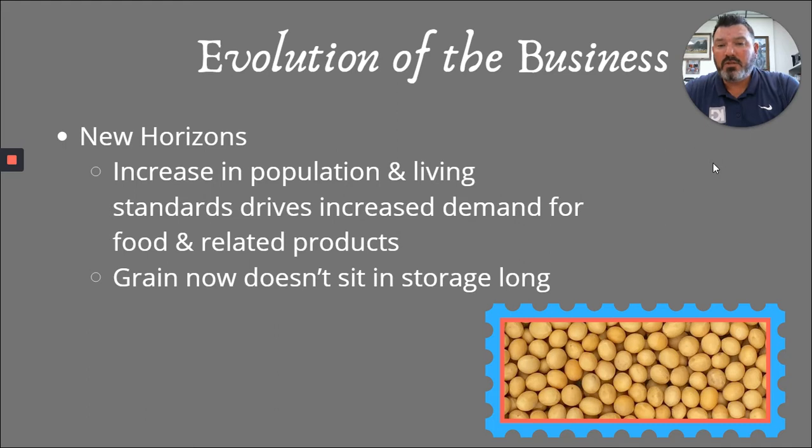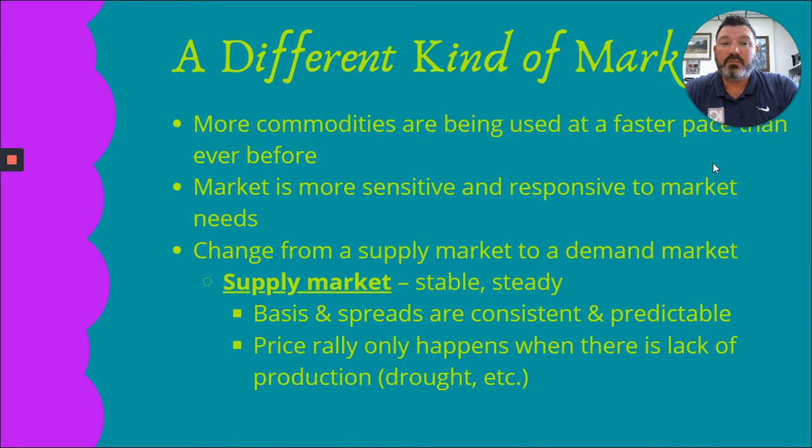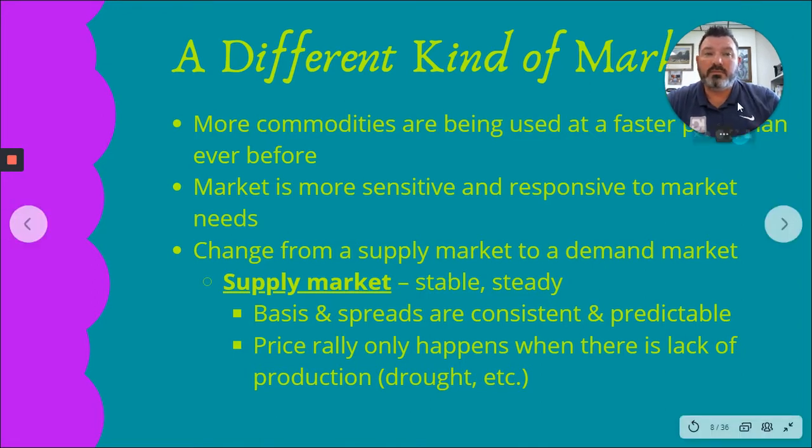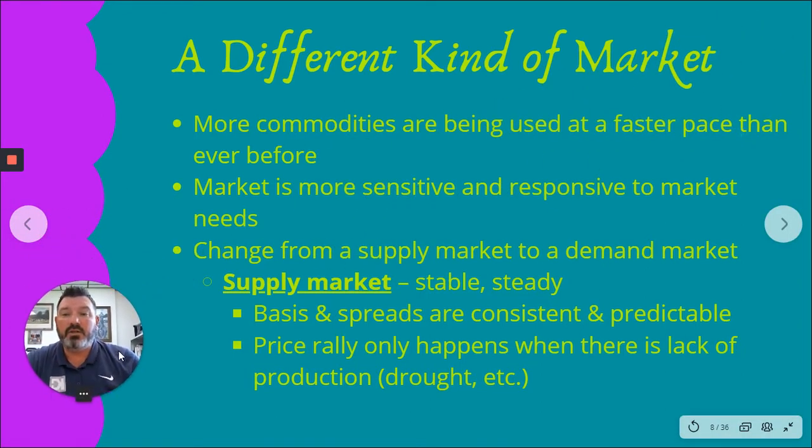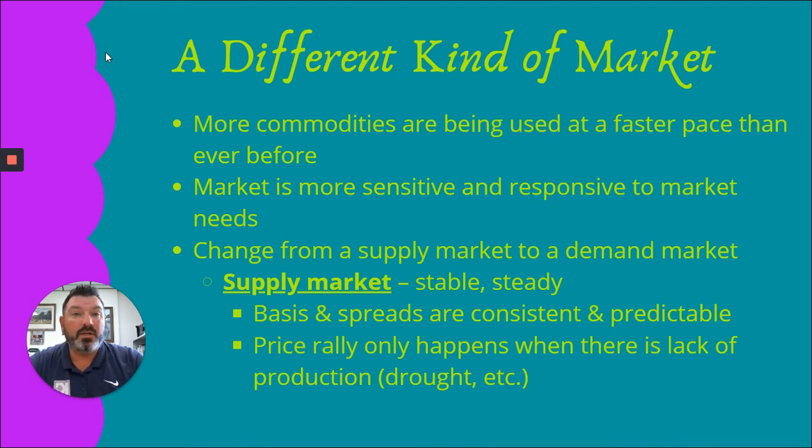And so now we don't see grain that sits in storage for very long, and probably over the last couple of years has stretched out more than what it had for quite some time. So most grain is moving, and livestock product is moving quite quickly through the food chain. So now we're into a little bit of a different kind of market. There's more commodities used at a much faster pace than ever before. The market is much more sensitive and much more responsive to market needs than it was for many, many years.